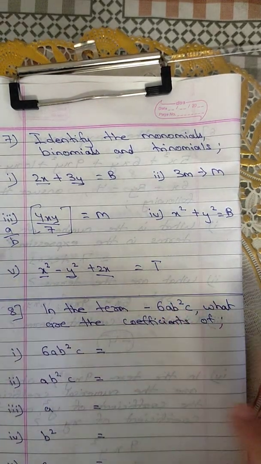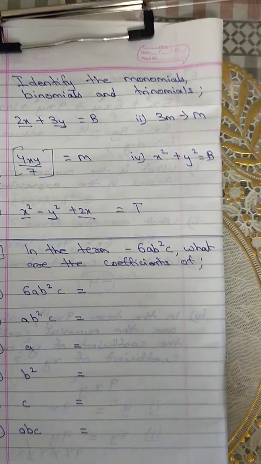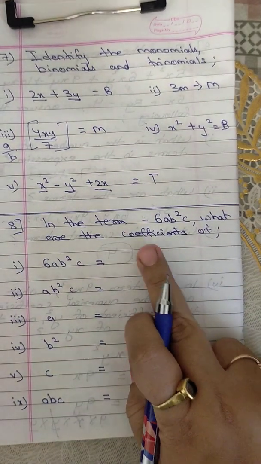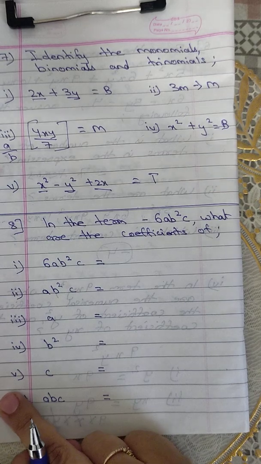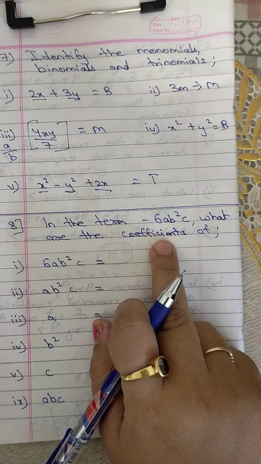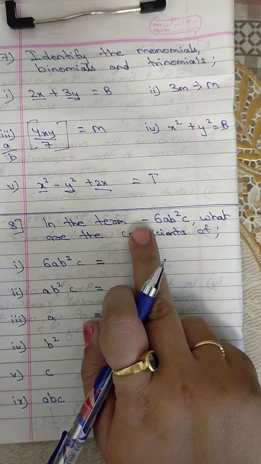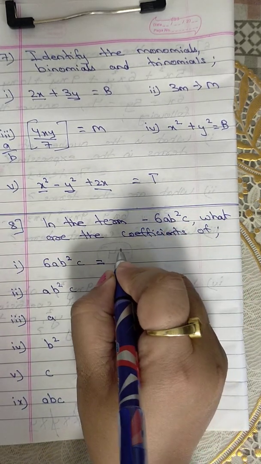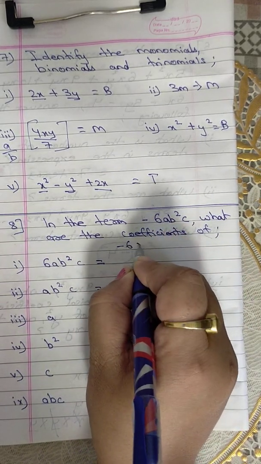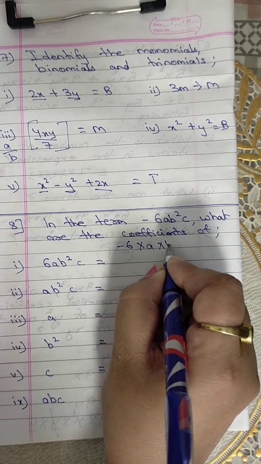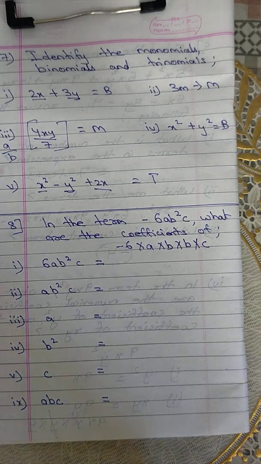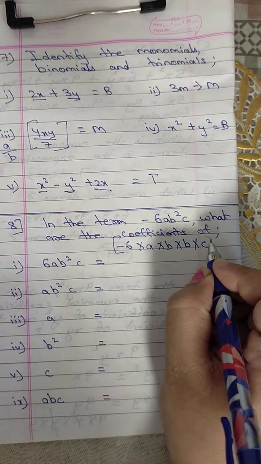This question you can do in the book also if you want. No need to do in the copy. This is a very simple question. Okay, we have discussed the coefficient in the previous question. The same question is question number 8. Let's discuss that. The term is minus 6ab square c. It means we are multiplying minus 6 with a, with 2 b's and 1 c. Isn't it? Let's keep this in mind.